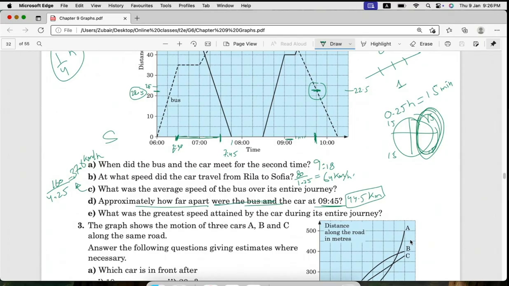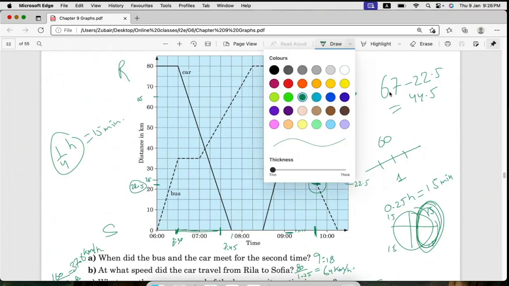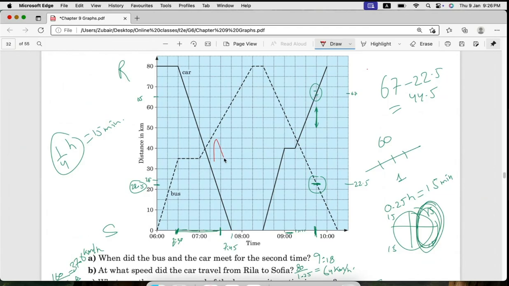E part. What was the greatest speed attained by the car during its entire journey? Greatest speed by car. There are three sections. Just to communicate, I'm labeling them A, B, and C. Definitely the horizontal sections are zero speed. So for the car, A, B, or C, which section shows the greatest speed?